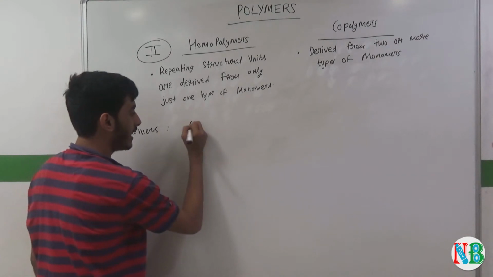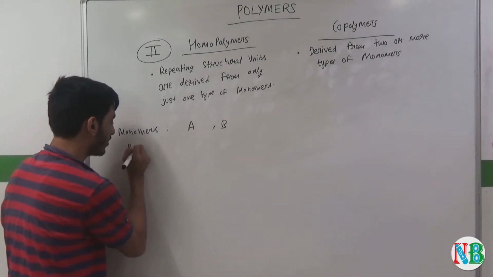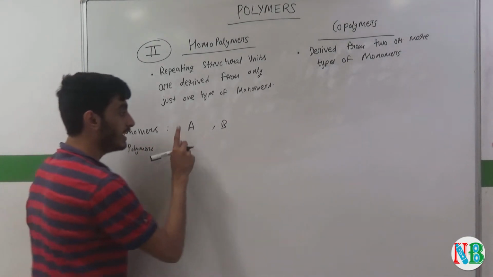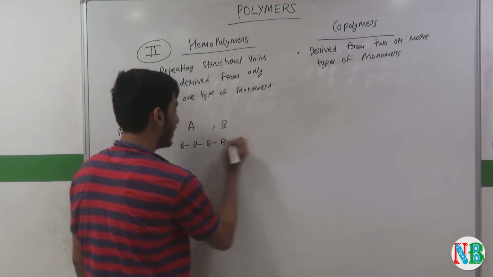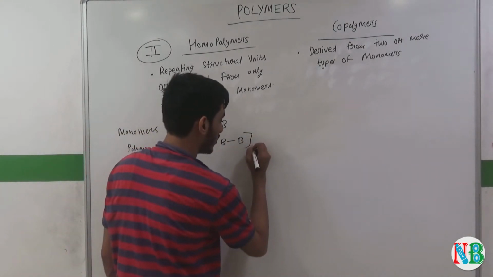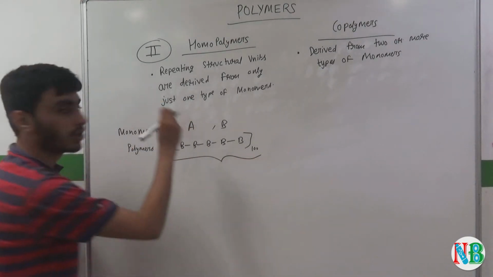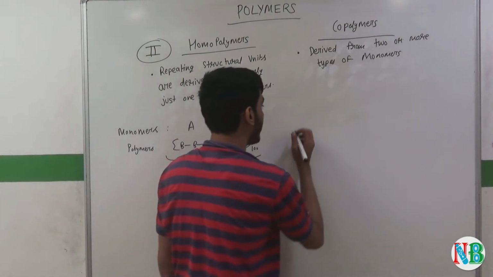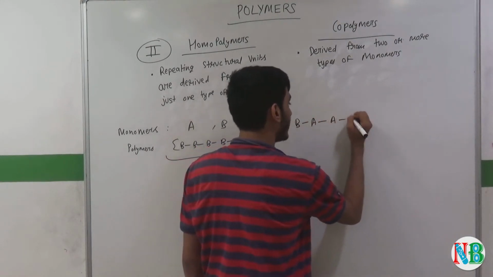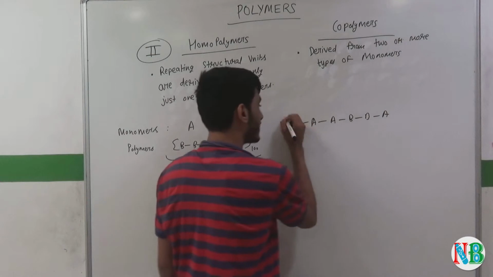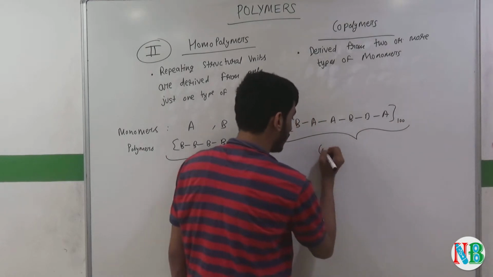So suppose there are two kinds of monomers. Suppose you have A and B. If you compose a polymer which has only type B, it has B, then B, then B, then B, then B, and this repeats about 100 times. This kind of polymer is known as a homopolymer. But if I find some substance which contains B, then AA, then BB, then A, and this repeats about 100 times, this kind of polymer is an example of a copolymer.